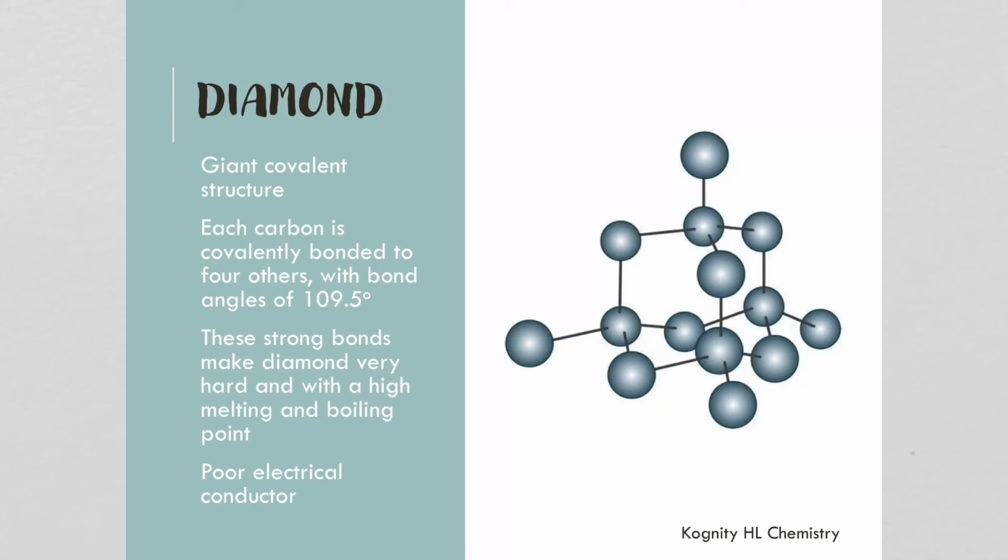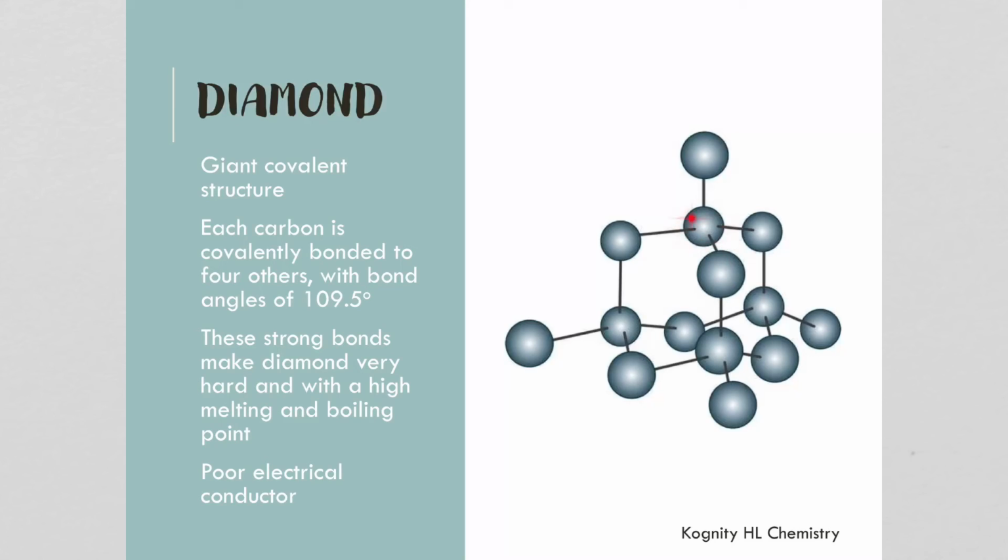So the first one's diamond. Diamond, you probably know some of those properties already. You may have heard that diamond is the strongest molecule on Earth, and you may have heard that nothing can cut a diamond but another diamond or a laser. So diamond is a giant covalent structure, and every single carbon is covalently bonded to 4 others, and they have bond angles of 109.5 degrees. And these strong bonds make diamond very hard, and they have a high melting point and a high boiling point, and they're poor electrical conductors.